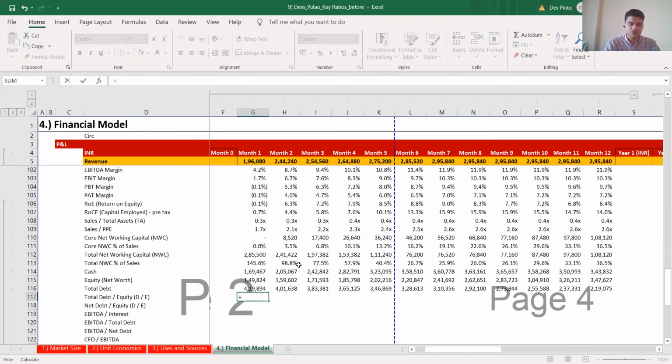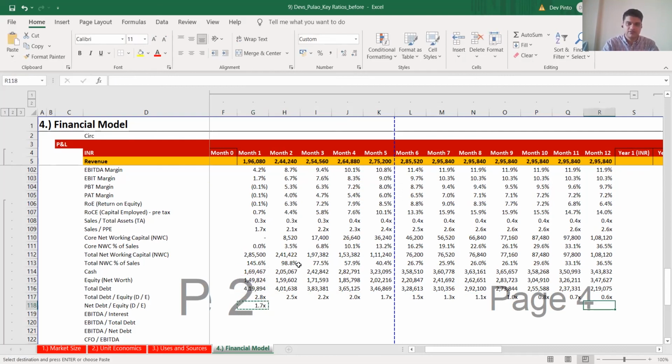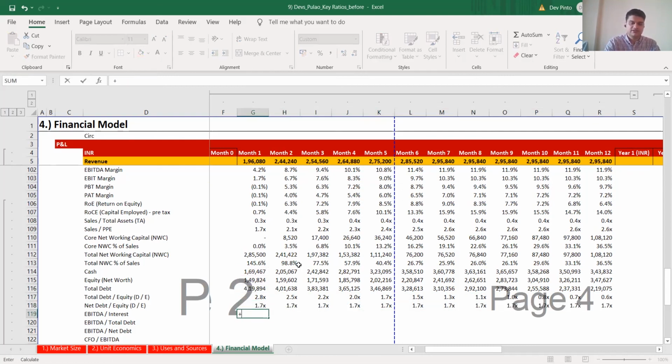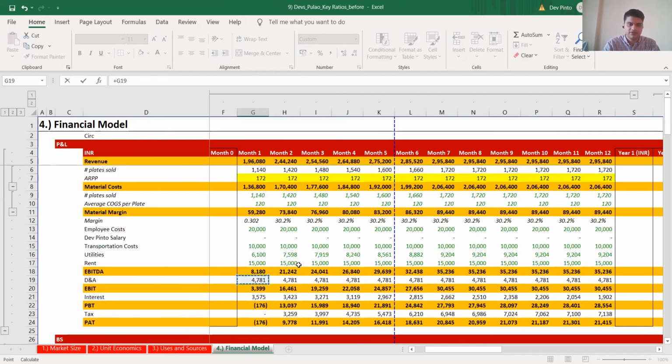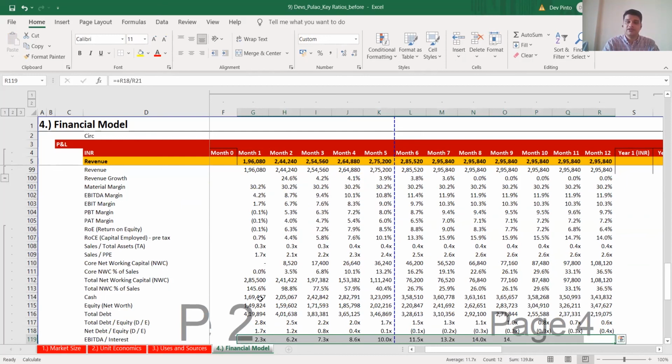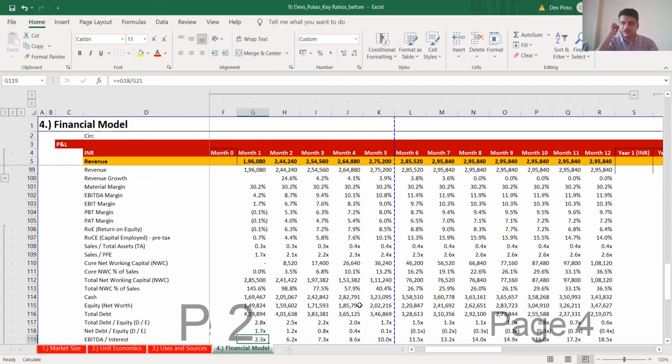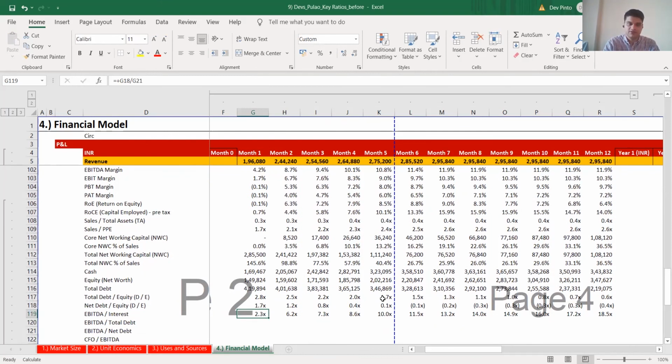Next, compute total debt by total equity, the debt to equity ratio. Next, let's compute net debt to equity, which is nothing but total debt minus cash, divided by equity. Next, let's compute EBITDA divided by total interest for a given month, which is nothing but A divided by B. It just gives you a proxy of whether or not I'm generating enough money on an accrual basis to pay off my interest obligations, if at all that becomes a problem.